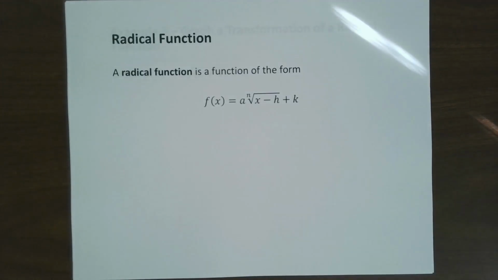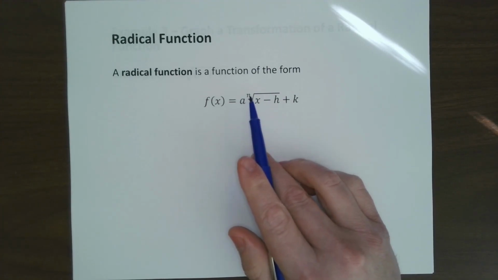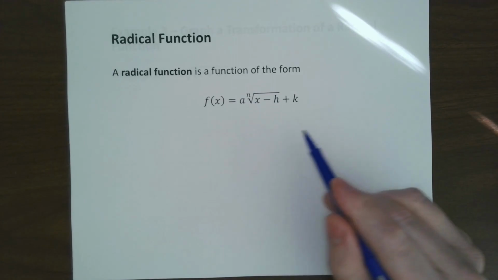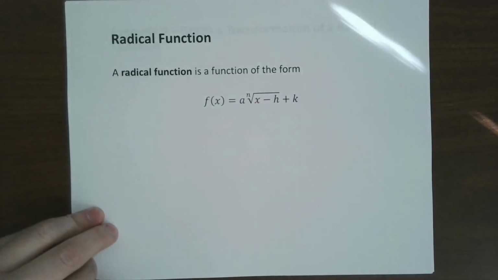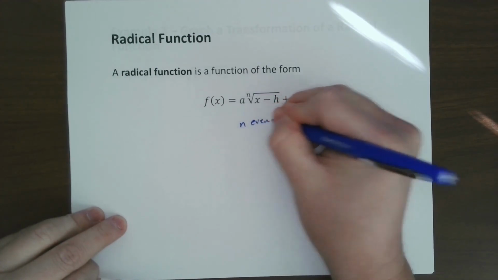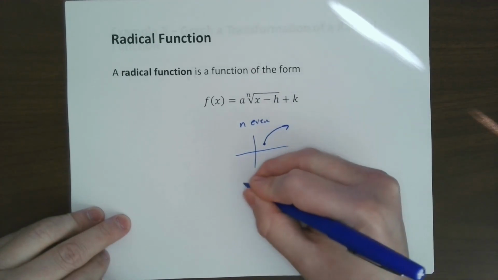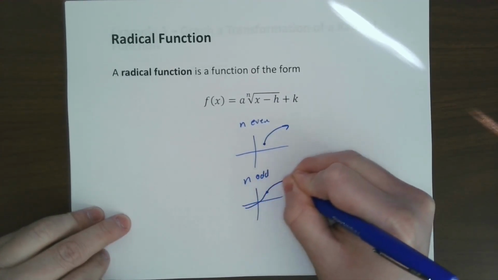So here's the general form of a radical function, where n can be even or odd or whatever. If it's even, then it's going to be a swoop looking thing. If it's odd, it's going to be an S curve. So basically, if n is even, you're going to have something like that. If n is odd, you're going to have something like that.